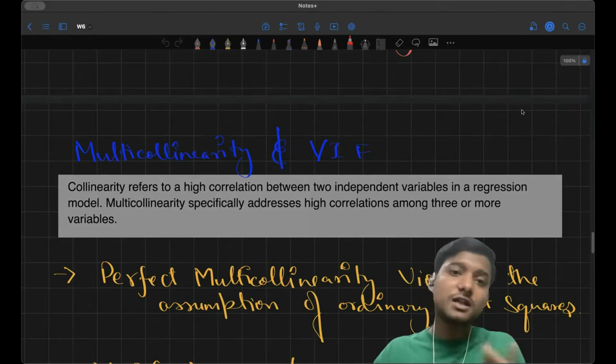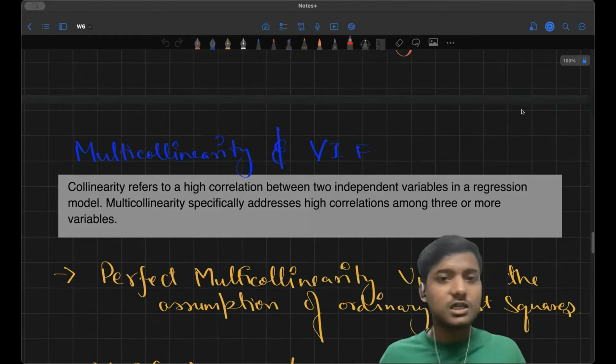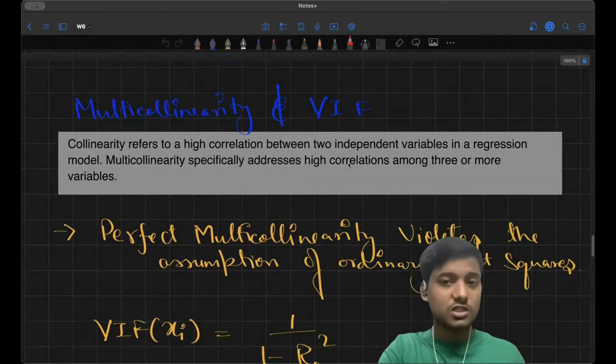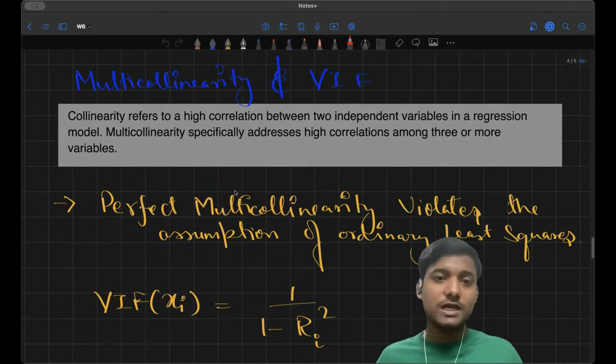Because if I can predict x2 using x1, then why do I really need to keep that in my model, right? Because if I have x1 alone, I can in turn predict x2. So there is no need for storing x2 and using that inside the model. Therefore, multicollinearity is going to be defined in this manner. Collinearity refers to a high correlation between two independent variables in a regression model. Multicollinearity is going to be high correlation among three or more variables, right? So if you have multicollinearity, three or more independent variables are correlated with each other.